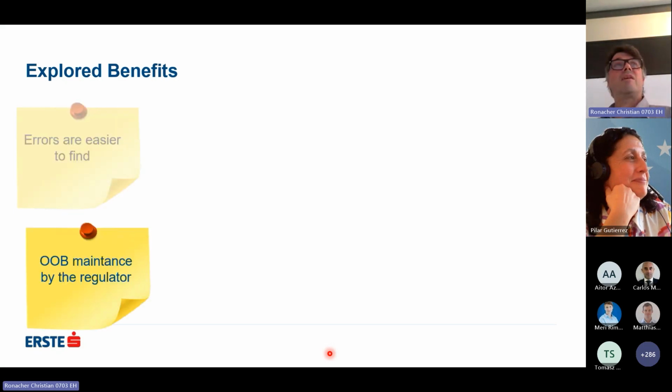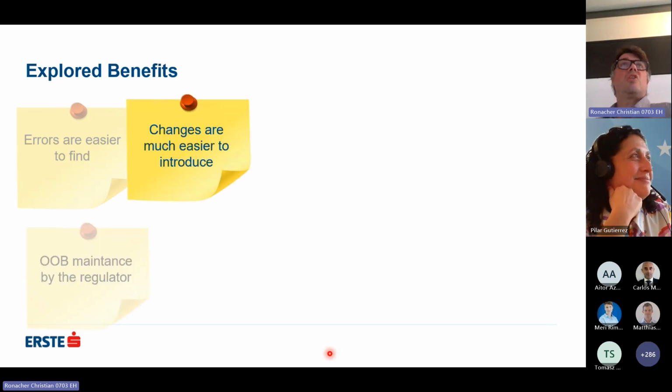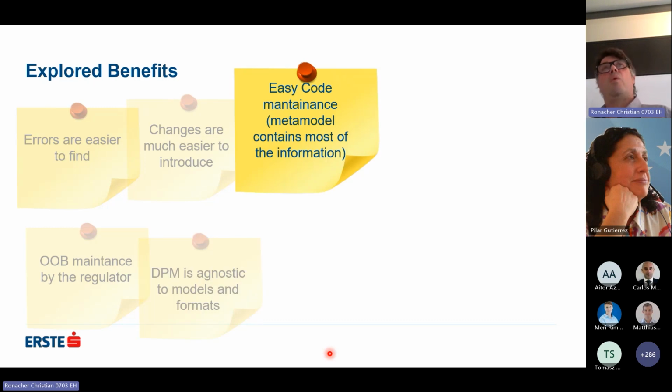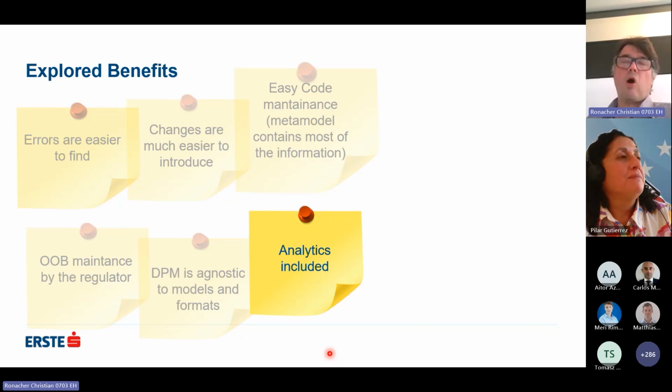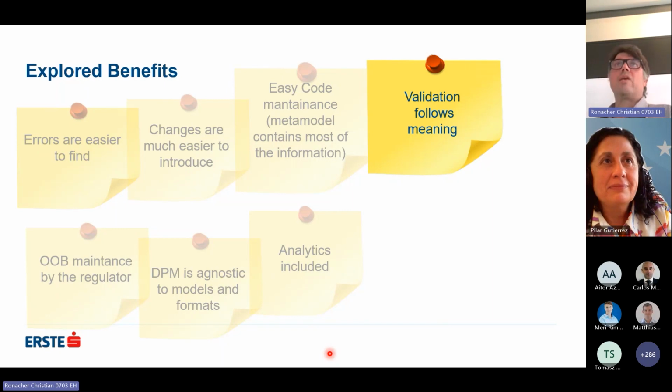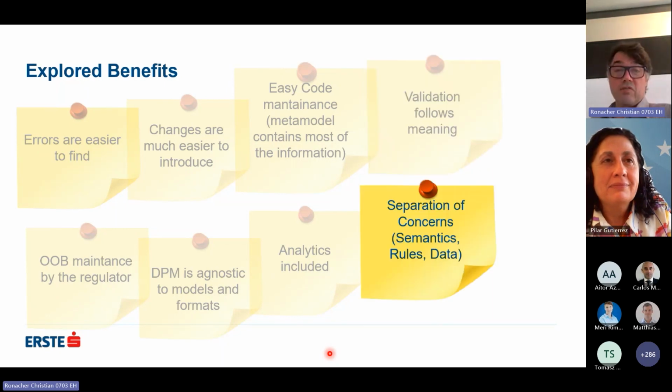Errors are easier to find. We have out-of-the-box maintenance done by the regulator, the templates and those things, the dictionaries. Changes are much easier to introduce. The DPM is agnostic to models and formats. This is very important to us. We have much less code because it's all configured within the templates. Not all, but a lot of the analytics are also included this way, connecting it to the data. Validation follows meaning. I introduced this already and showed the different use cases for that.